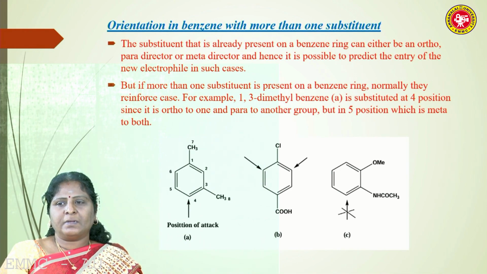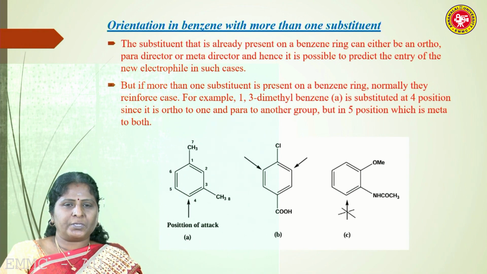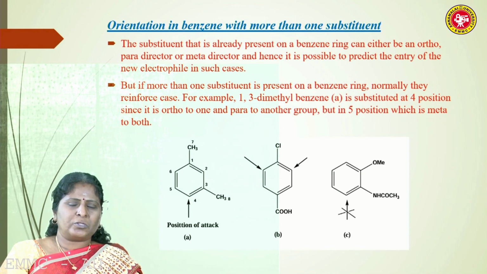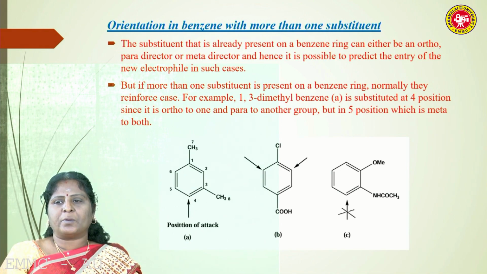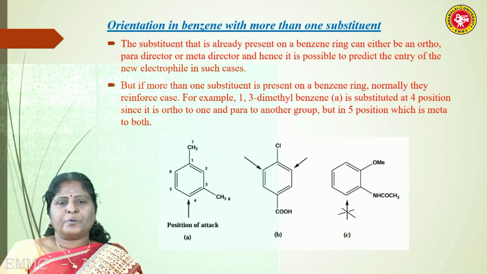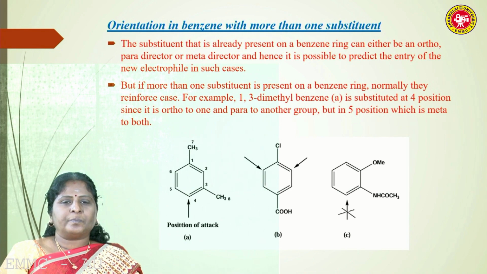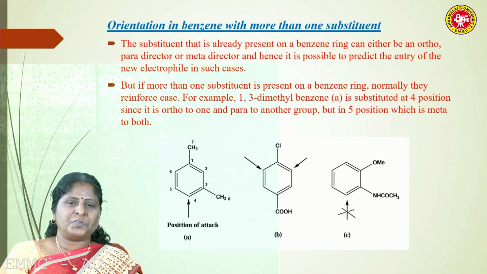Orientation in benzene with more than one substituent. Substituents already present in the benzene ring can direct the incoming group either to the ortho position, in some cases the meta position, or, most often, the para position. Suppose the groups already present in that system are electron withdrawing groups, then that directs the incoming group to the meta position.